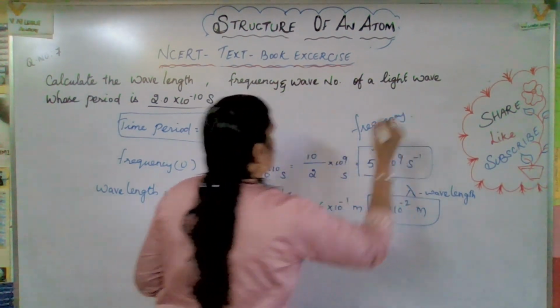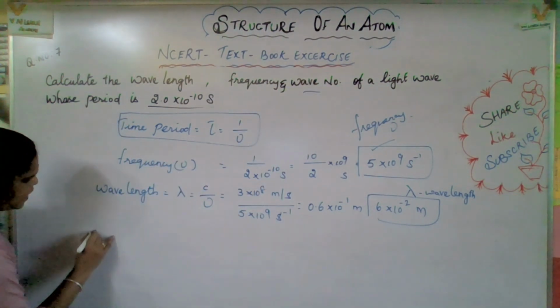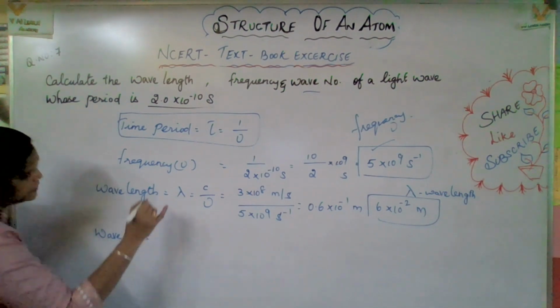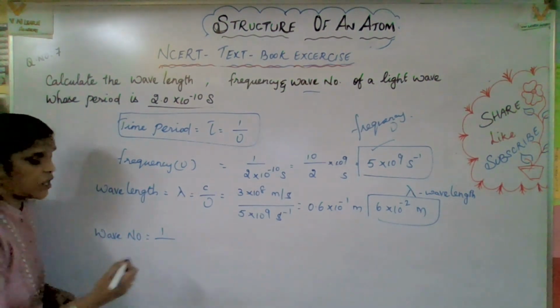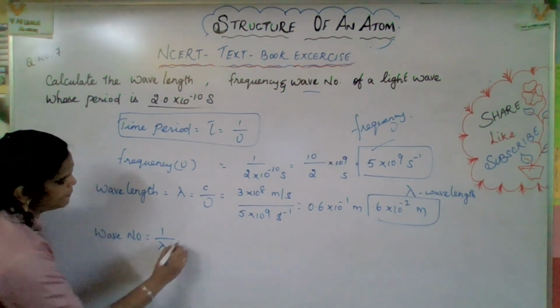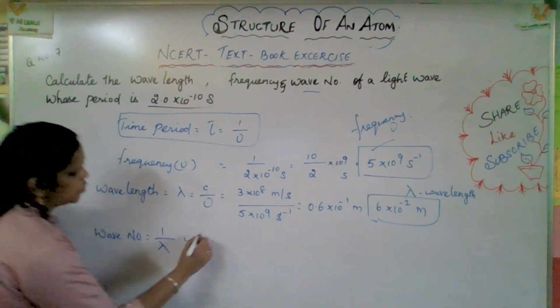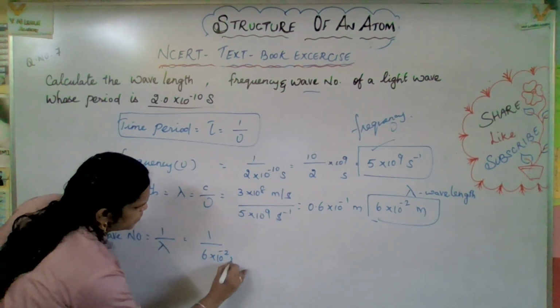Frequency is done. Now, which is remaining? Wave number is remaining. Wave number is equal to 1 by lambda, that is the reciprocal of the wavelength. So 1 by lambda. What is that lambda value? Just now we got that lambda value. So 1 by 6 into 10 to the power of minus 2 meter.